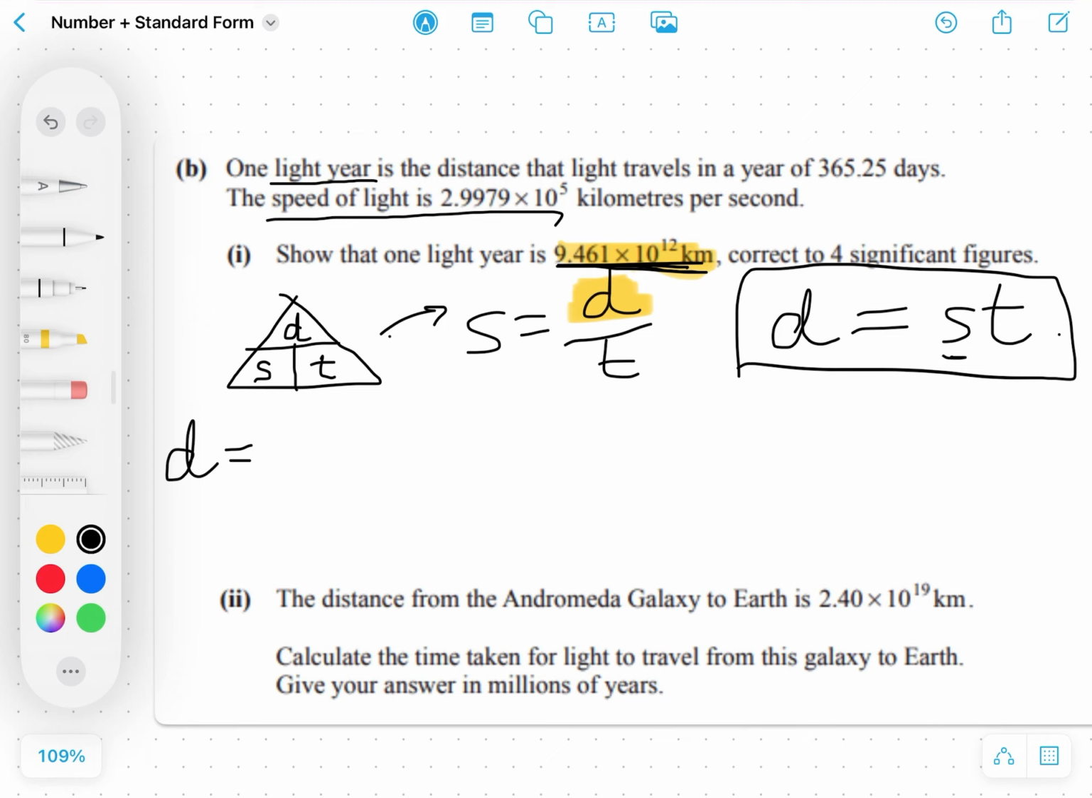So distance is equal to speed. The speed of light is given to us here: 2.9979 times 10 to the power 5 kilometers per second. It's important to note that it's per second. So we write that down: 2.9979 times 10 to the power 5.